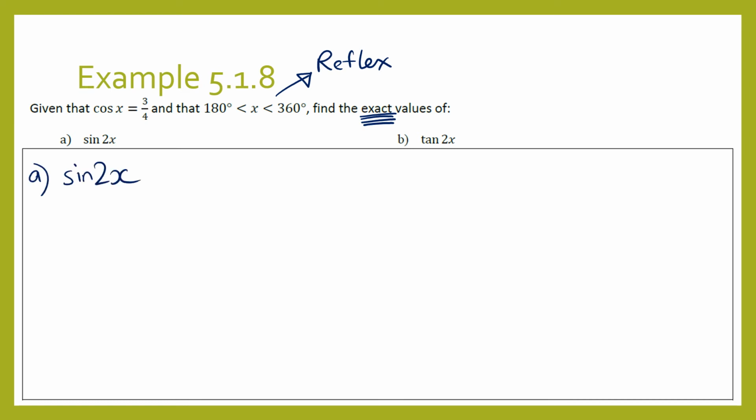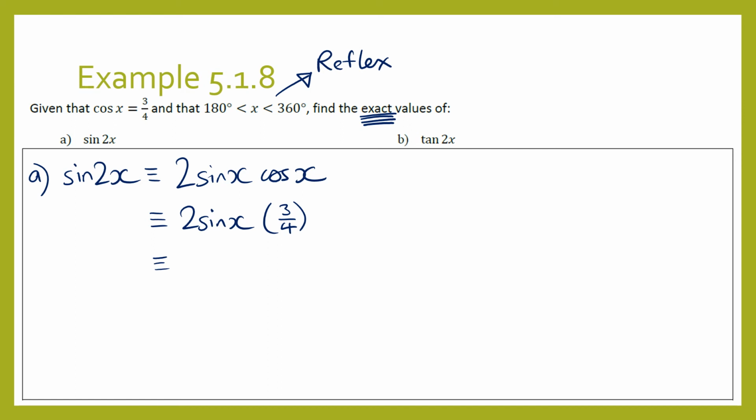Here we go, sine of 2x. So before it appears on the screen, please write down what sine 2x is the same as. Pause the video if you need to think. Okay, 2 sine x cos x. That needs to be memorized. Let's put in what we know. We know cos x is 3/4. So this is 2 multiplied by sine x multiplied by 3/4. I'm going to simplify that immediately.